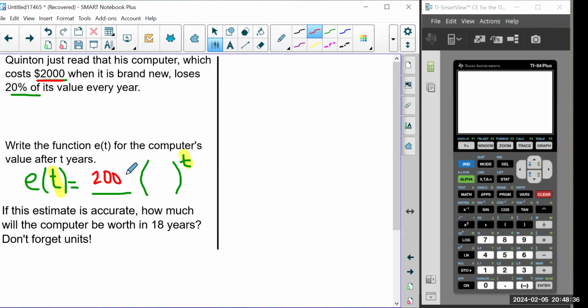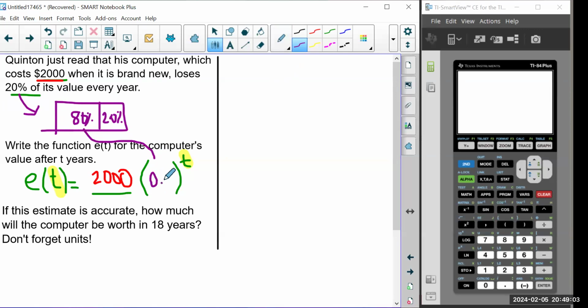And then the rate is that it loses 20%. So don't just put 20% in here. Remember our candy bar: if we lost 20% of our candy bar, or if the computer loses 20%, that means that 80% is left over. So 80% is the rate. We can't put a percent in, so I need to change it to a decimal, which would be 0.8.